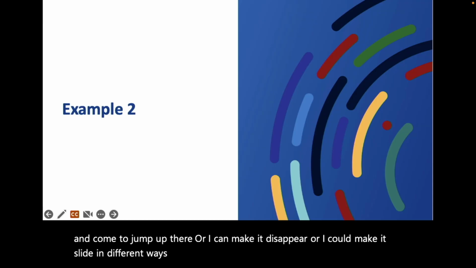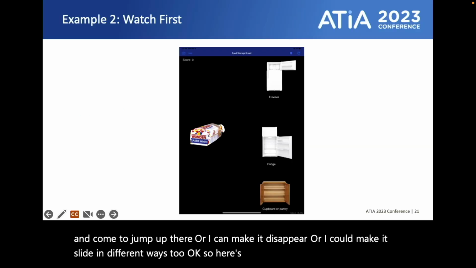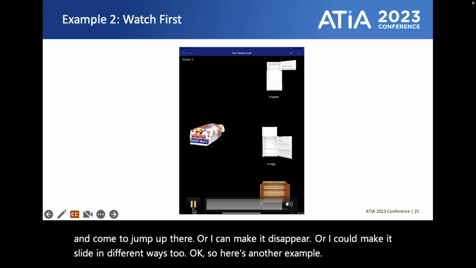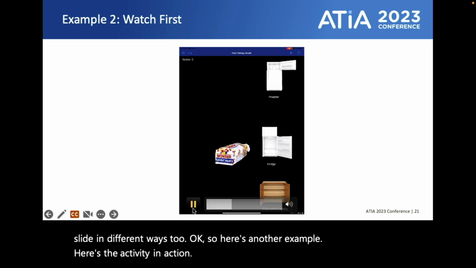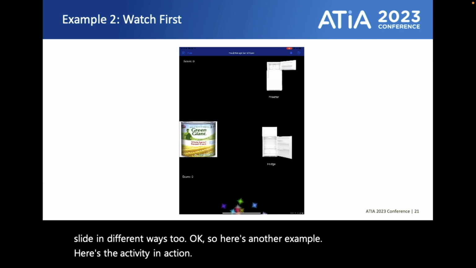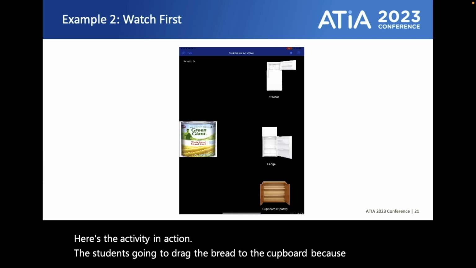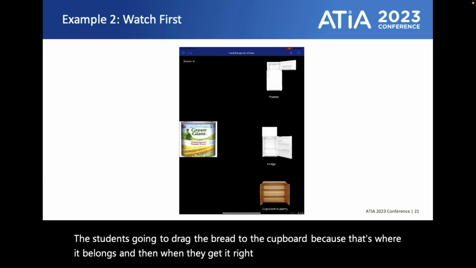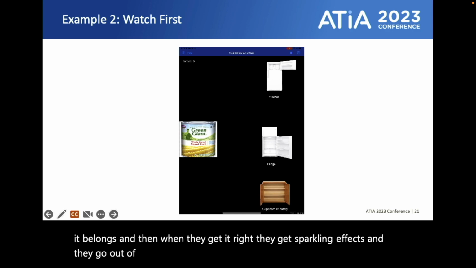Okay, so here's another example. Here's the activity in action. The student's going to drag the bread to the cupboard because that's where it belongs, and when they get it right, they get sparkling effects, and they go on to the next activity. So in this activity, we were sorting food items and where they belonged in our kitchen.